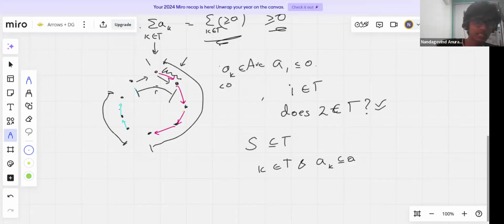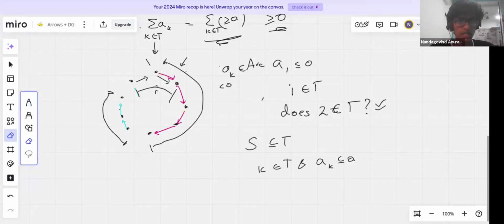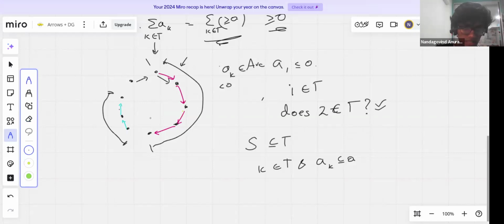Wait, I want to be a little smarter in how I'm constructing my arcs. With my arc construction, I'll take the smallest. I'll start at a vertex, and I'll take the smallest value till which it's less than or equal to 0. So till here it's going to be less than or equal to 0, and then this will be the first time it's greater than or equal to 0. So I can always choose L like that.